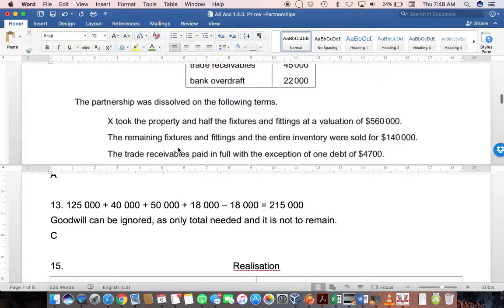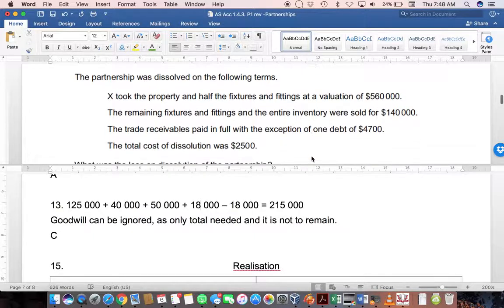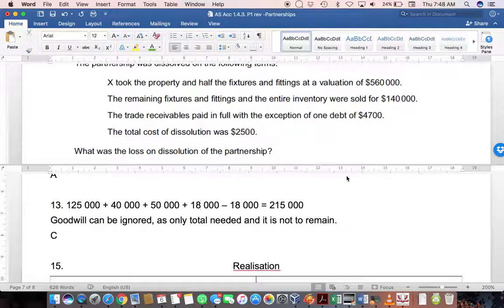You were told the partnership was dissolved on the following terms. X took the property and half the fixtures and fittings, the remaining fixtures and fittings and inventory were sold, and receivables were paid in full with the exception of one debt. Total costs of dissolution were $2,500, and what was the loss?